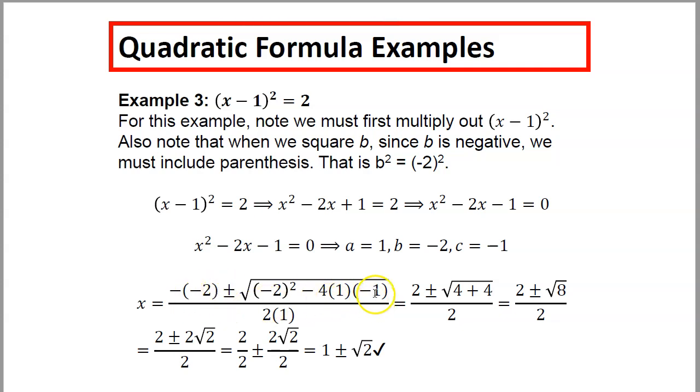So negative negative 2 is 2, plus or minus the square root of 4 plus 4, that's 2 plus or minus the square root of 8, over 2. 8 is 4 times 2, so we can pull 2 out, and we get 2 plus or minus 2 times the square root of 2, over 2, which is 2 over 2 plus or minus 2 times the square root of 2 over 2, which simplifies to 1 plus or minus the square root of 2, which is what we had before.